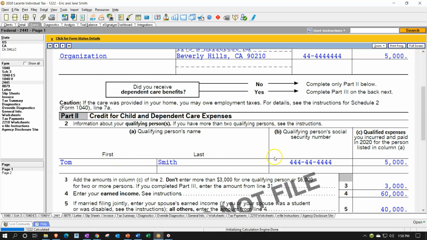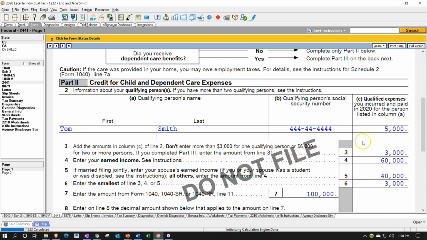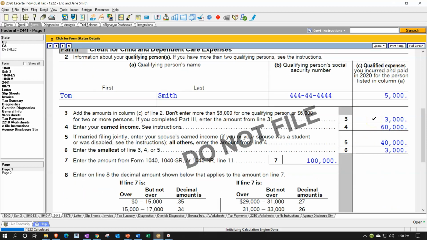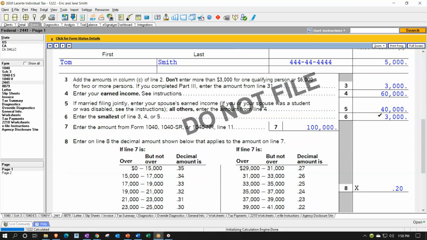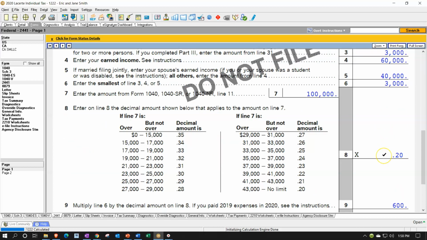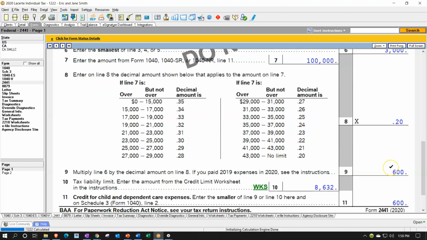That's going to be the dependent. Obviously, the Social Security number there, the amount that was provided, the $5,000. Notice that it's capped out at $3,000, so we're not getting the full benefit related to the other $2,000 here. It's capped out at the $3,000. And then, based on the income, we have this 20% that's being multiplied times that $3,000, and that's going to give us our $600 here that's being calculated.